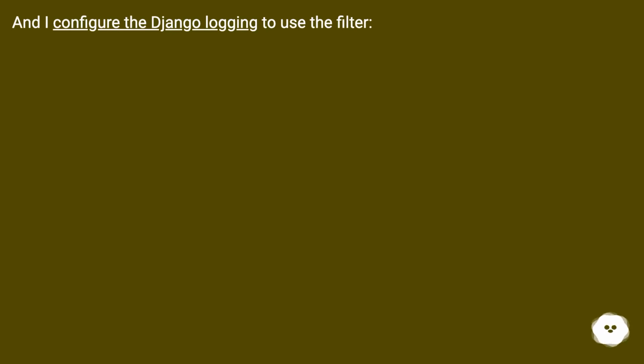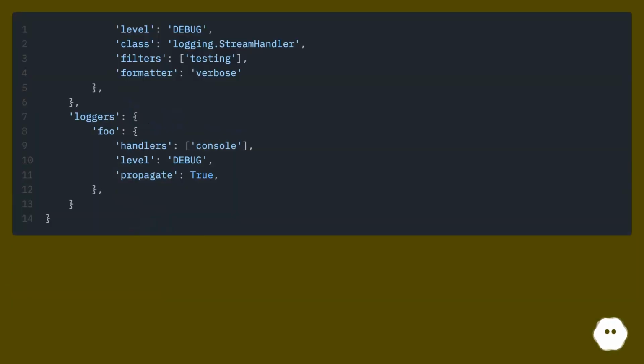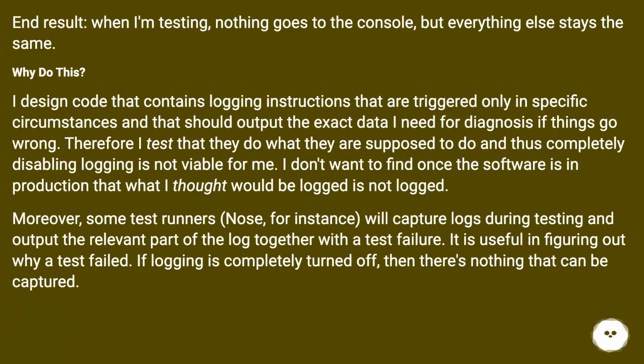And I configure the Django logging to use the filter. End result: when I'm testing, nothing goes to the console, but everything else stays the same. Why do this? I design code that contains logging instructions that are triggered only in specific circumstances, and that should output the exact data I need for diagnosis if things go wrong.